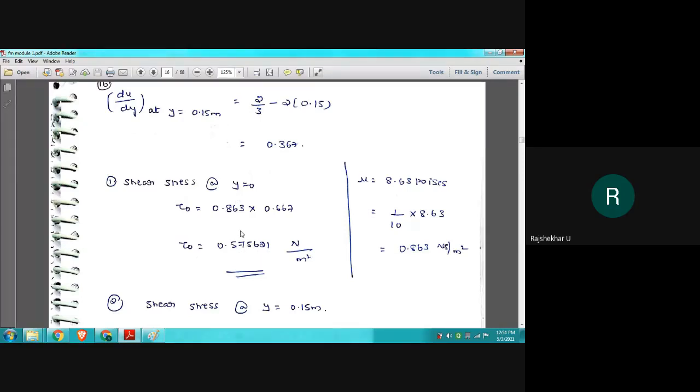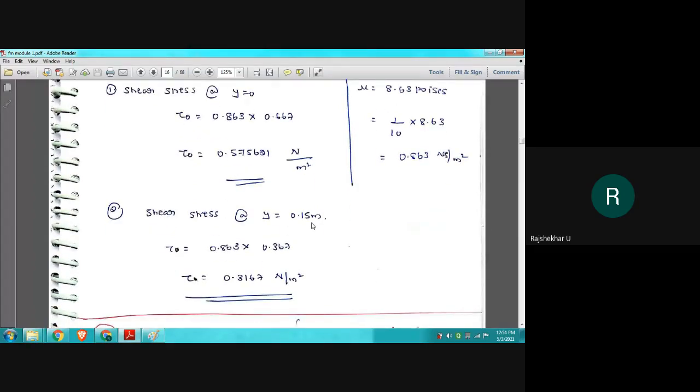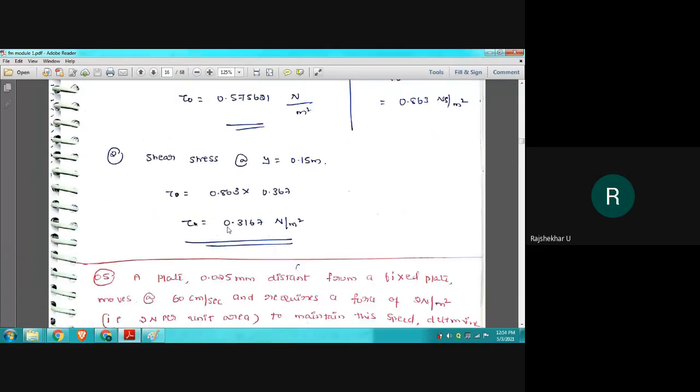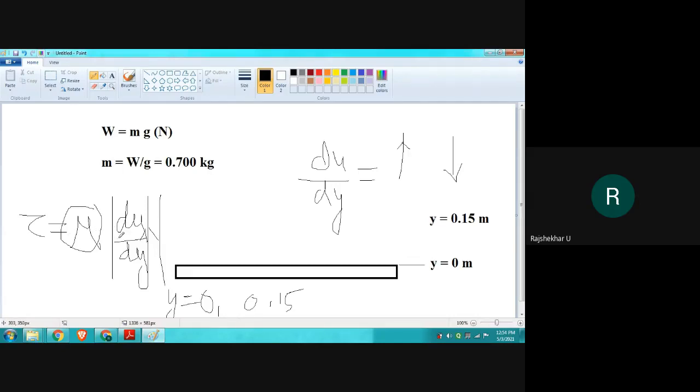You have to repeat the same procedure at y is equals to 0.15. So again the same formula, tau is equals to mu into du by dy. Mu, as I told, is not changing with respect to distance because it is the same liquid everywhere. And the du by dy value is changing with respect to distance. So at 0.15, this is the value. Substituting, we'll get this answer, 0.3167 Newton per meter square. So every time we are substituting in this equation and finding the answer.